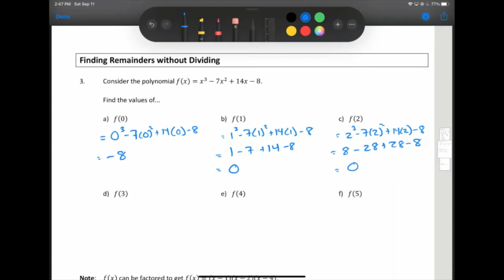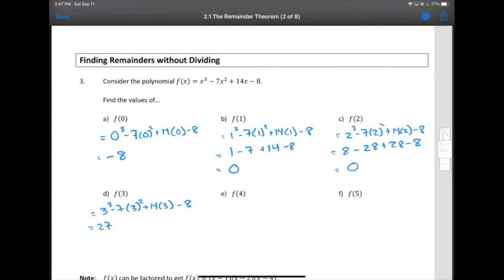One more time. Well, actually, 3 more times. I lied. 3 cubed minus 7 times 3 squared plus 14 times 3 minus 8 is 27 minus 7 times 9 is 63, plus 14 times 3 is 42, minus 8. My brain's starting to hurt a little bit with these numbers, but I think that's going to give me 27 minus 63 is 36. 36 plus 48 is 78. I think it's 70. Hopefully I didn't mess up that one too badly.